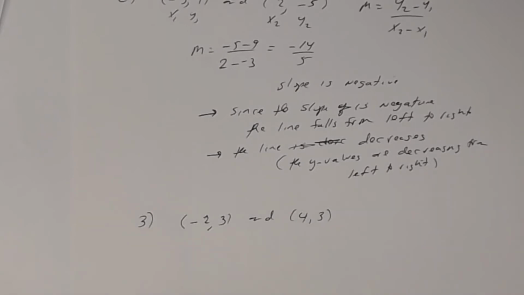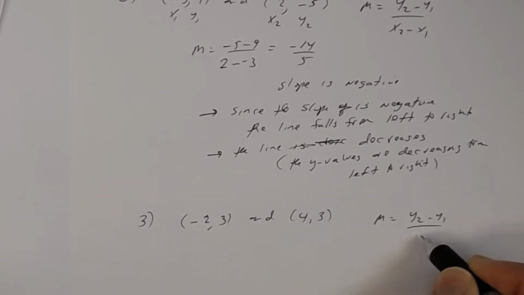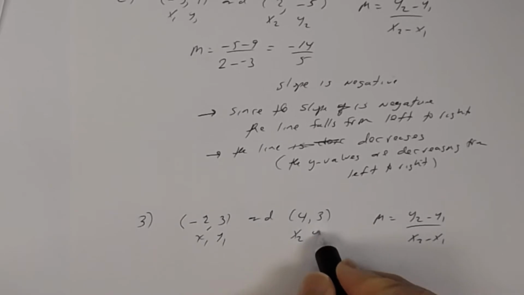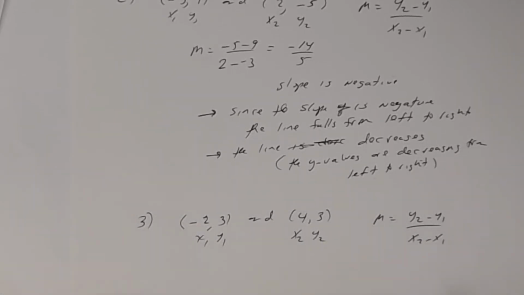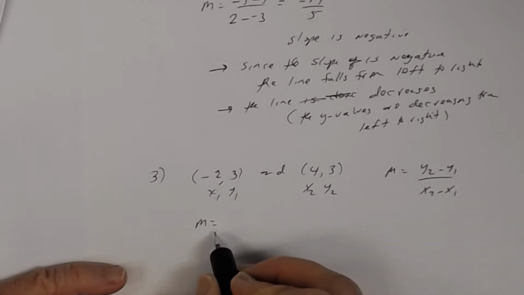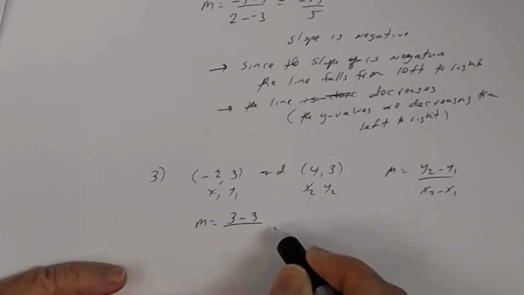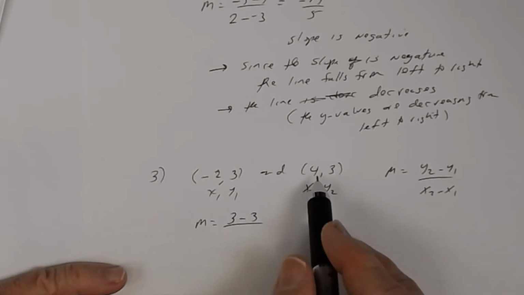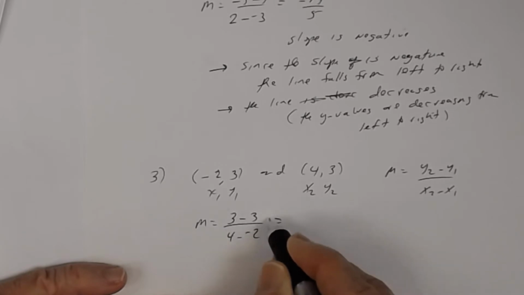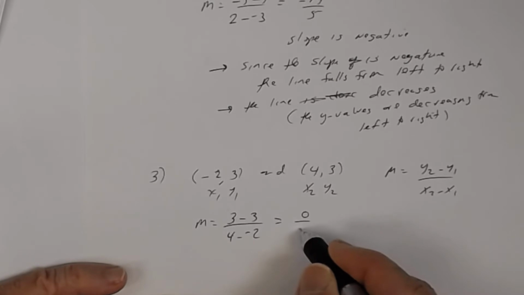If I find the slope using the slope formula, remember the slope formula is y2 minus y1 over x2 minus x1. Let's call this x1, y1 and this x2, y2. Substituting into the formula, the slope equals 3 subtract 3 divided by 4 subtract a negative 2. The numerator is 0. The denominator, 4 subtract a negative 2, means 4 plus 2, so that's 6.